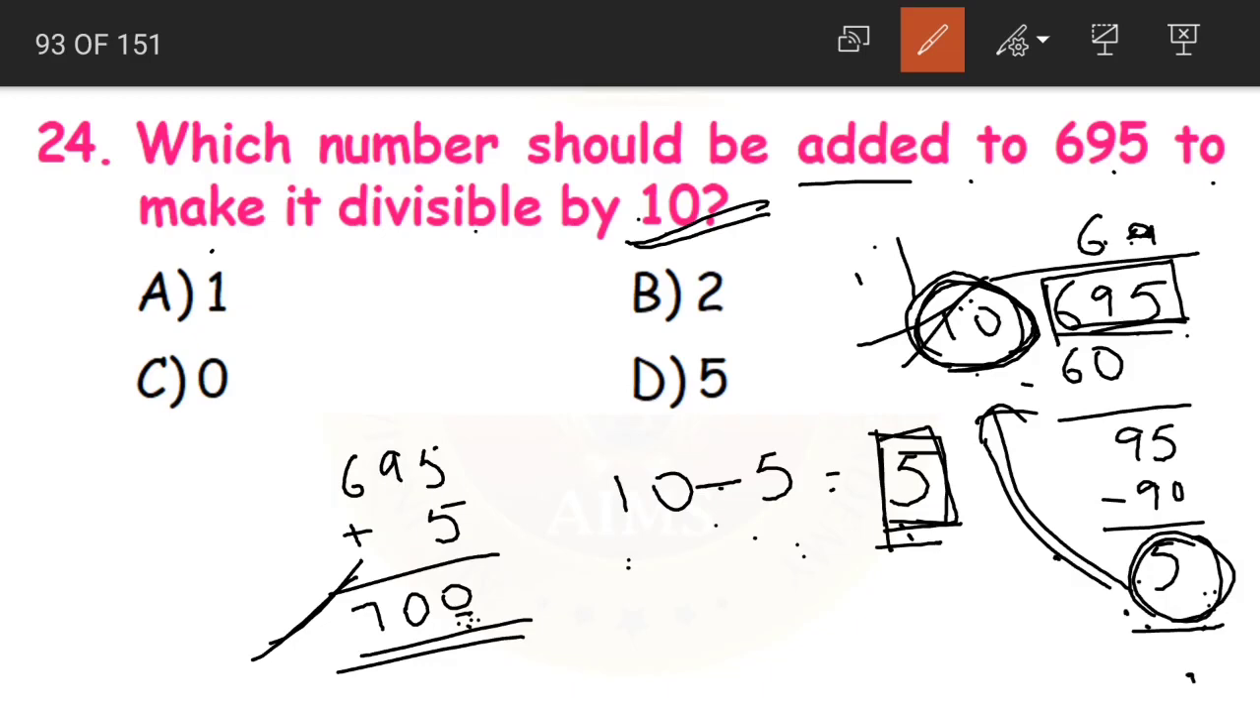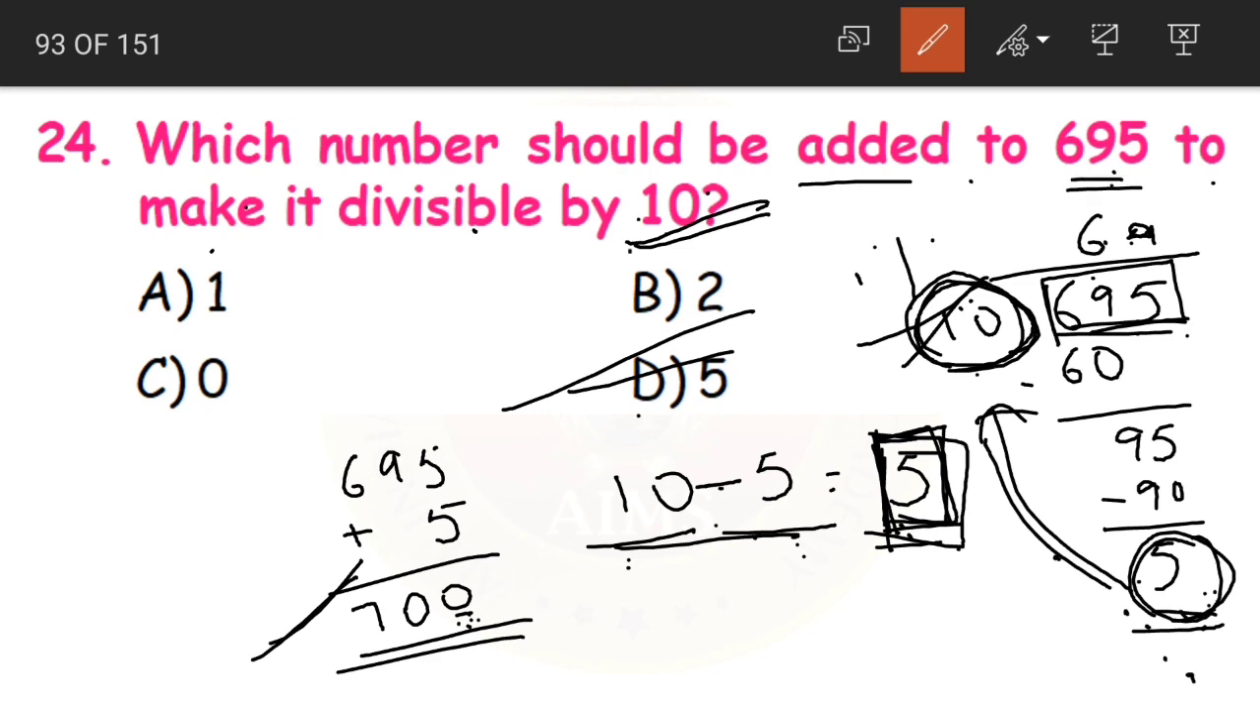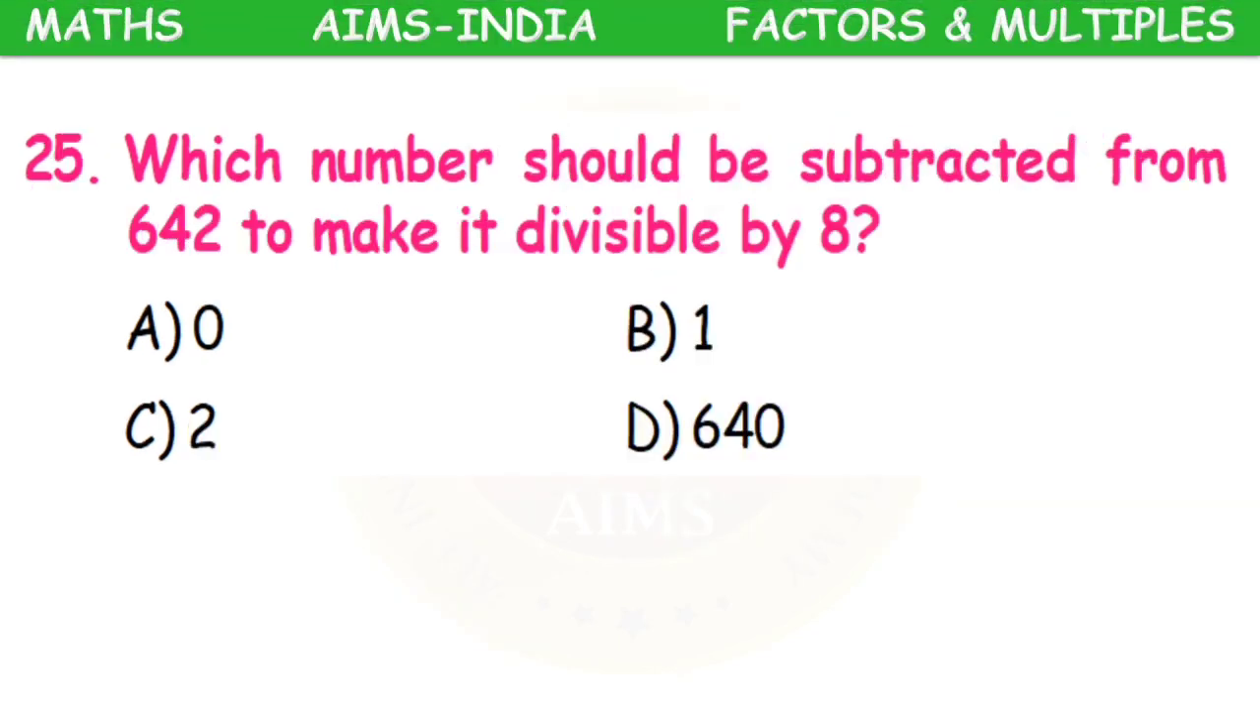Understand? So for a number to be divisible, whenever they ask which number should be added to a certain number to make it divisible, first divide the number, find out the remainder, subtract the remainder from the divisor. That will give us the number that is to be added. So what is our answer here? Option D, 5. 5 should be added to 695 to make it divisible by 10. Understood, children? Next question 25.